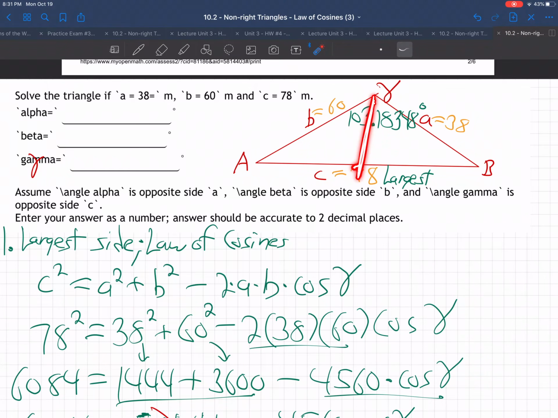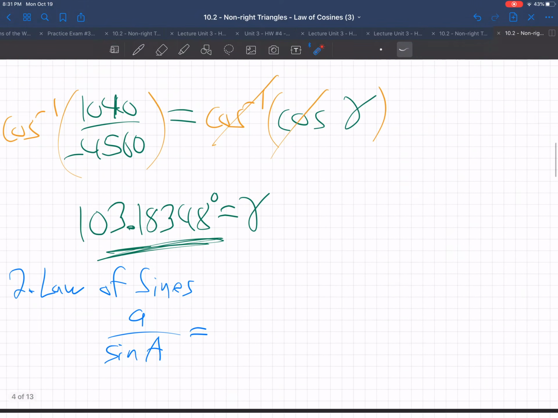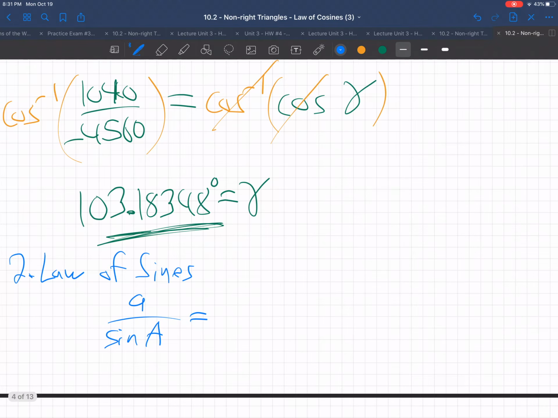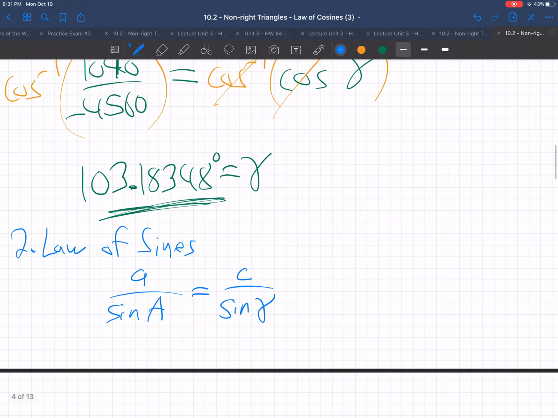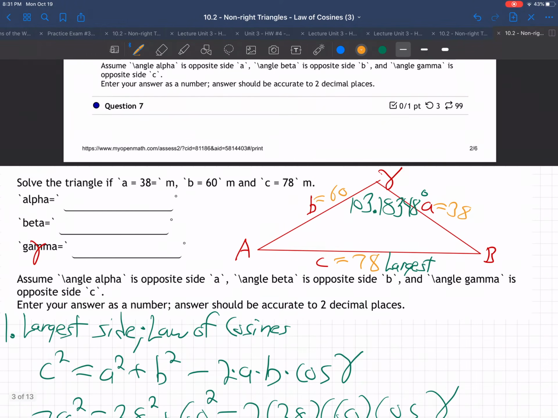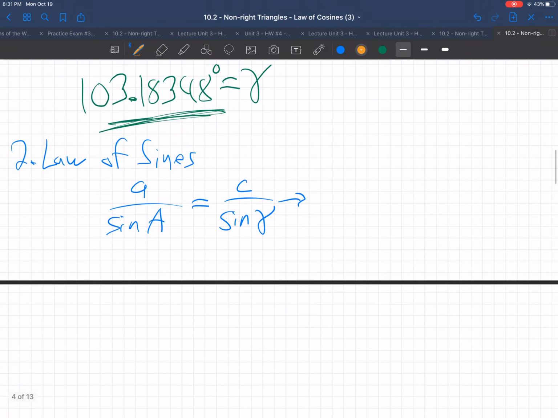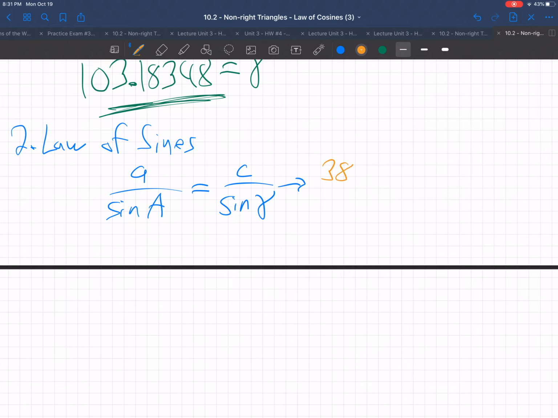So I'm going to use C with C. So that's going to be equal to C over sine gamma. So let me bring it over here. So little a, I don't know, right? No, I do know little a. What is it? Little a is 38.